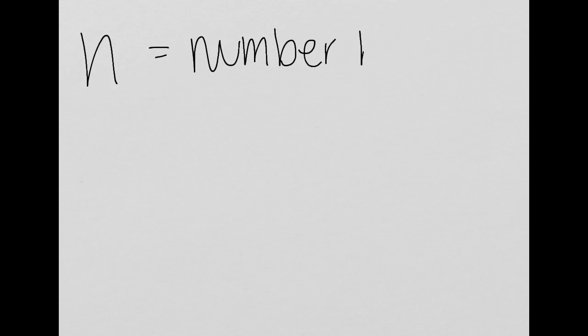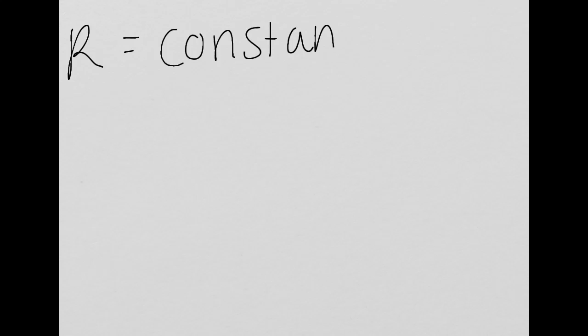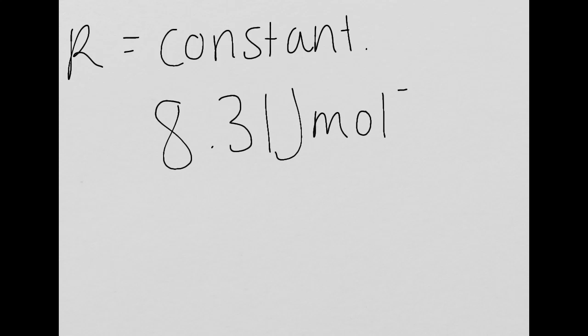The n's really simple, it just stands for the number of moles, and that's a common one that you often get asked to work out. It's really easy. R stands for the constant, and you're often given this in the exam, but it's also useful to remember. It's 8.31, and that's J mol^-1 K^-1.